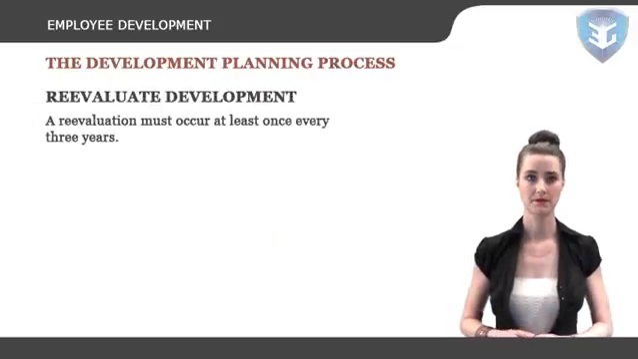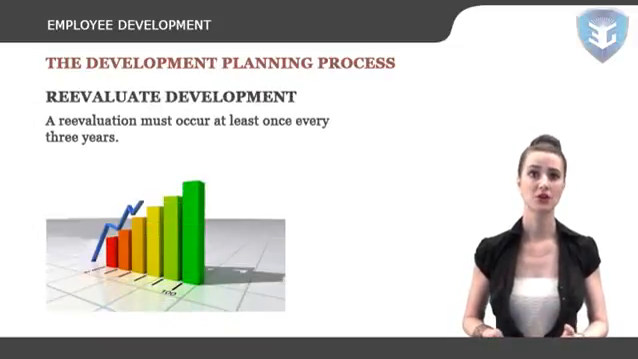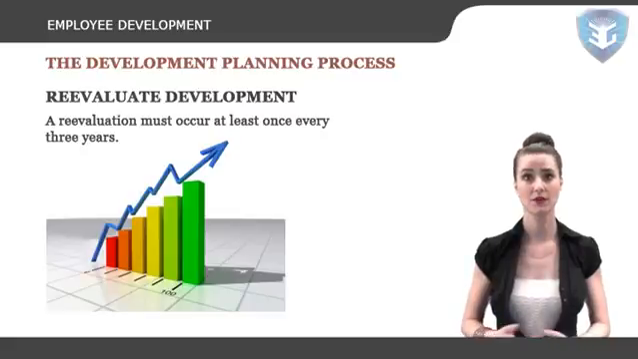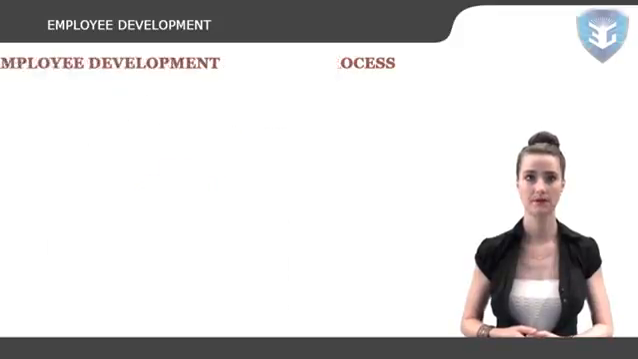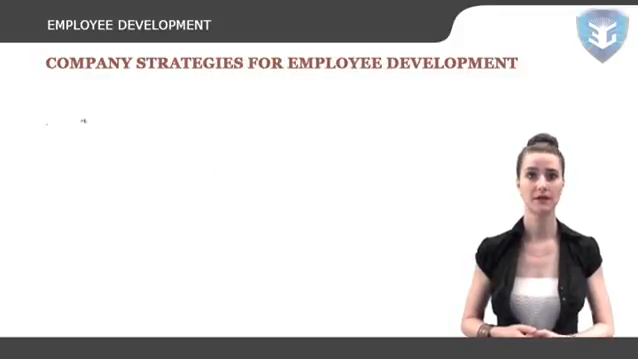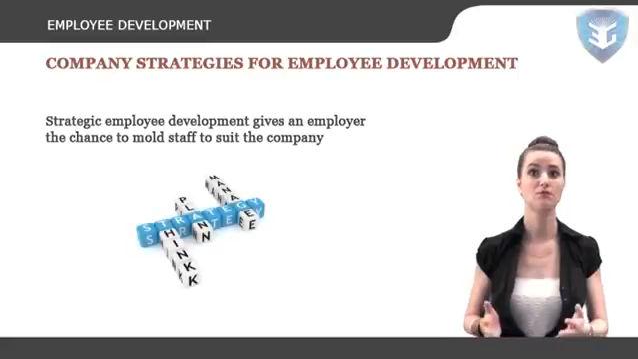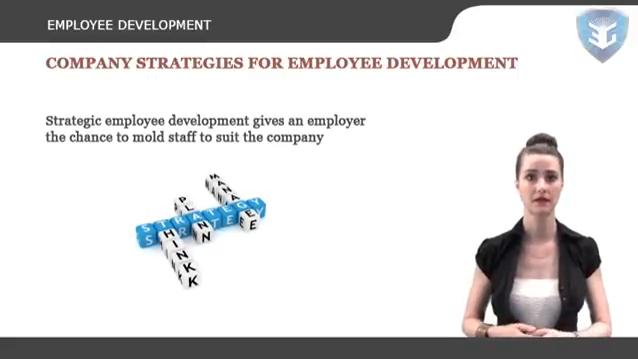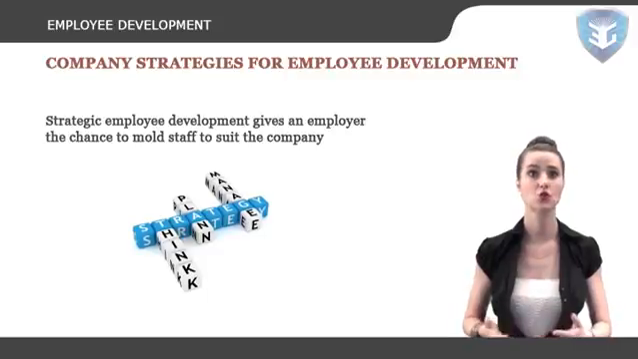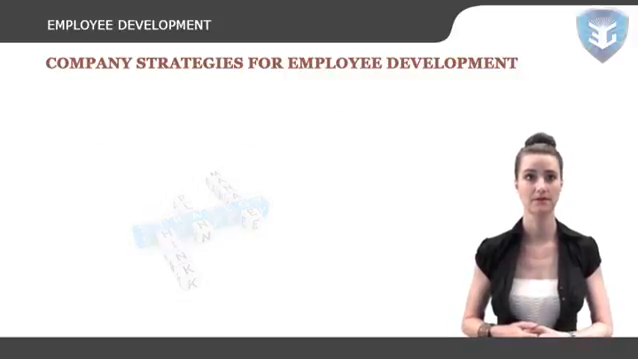Reevaluate development. A reevaluation must occur at least once every 3 years unless the parents and the school district agree that a reevaluation is unnecessary. Strategic employee development gives an employer the chance to mold staff to suit the company, avoiding what might otherwise be a difficult headhunting task in sourcing specialized personnel.